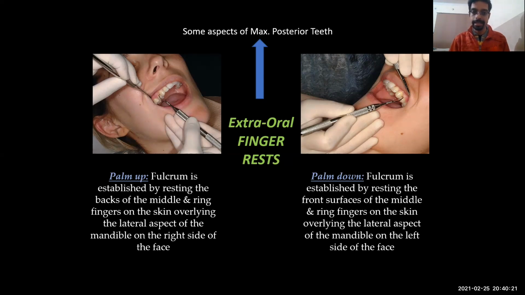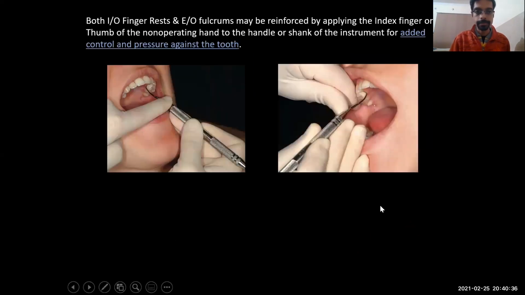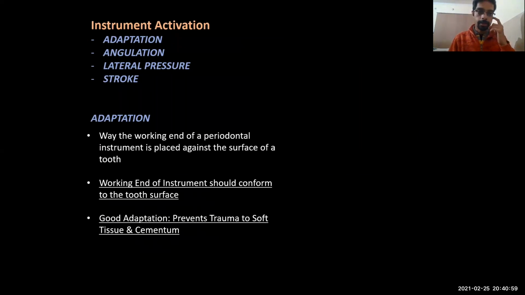Now, basically, they are divided for different areas. This is for the lateral aspect or buccal surfaces of the mandible on the right side of the face, and this is on the left side of the face. Now, both the intraoral finger rest and extraoral fulcrums can be reinforced by applying the index finger of the non-working hand on the shank of the instrument so that the precision and the pressure increase, and this increases our capability of scaling.